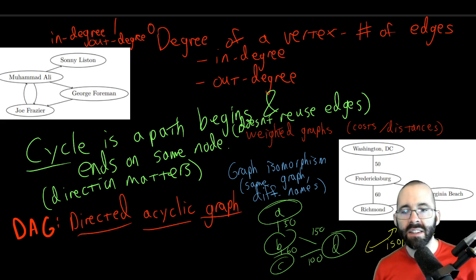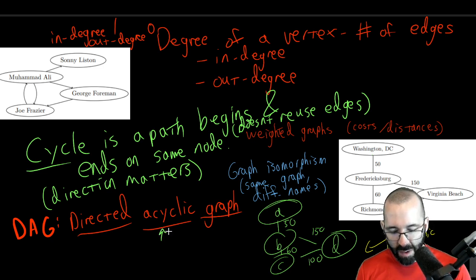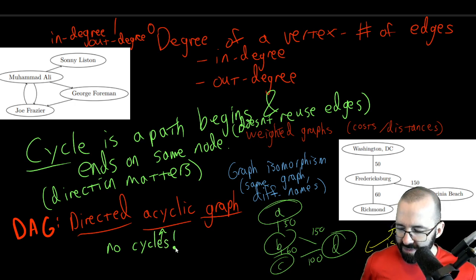So the last thing is a DAG, a directed acyclic graph. We know what directed graphs are. Well, what do you think acyclic means? There are no cycles, right? Probably pretty self-explanatory. So it's a graph with no cycles. So let's look at an example of this.